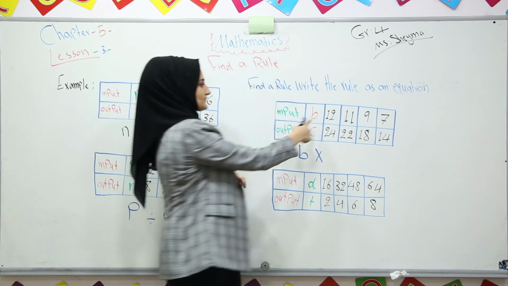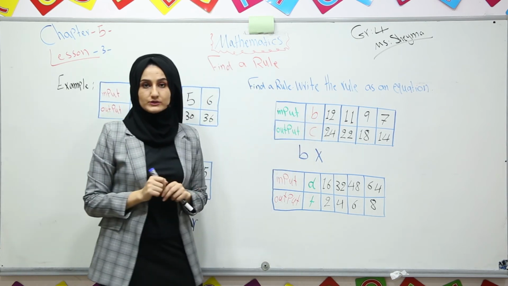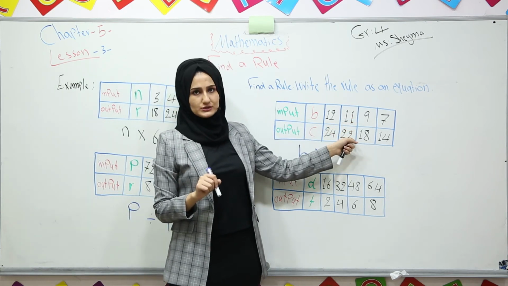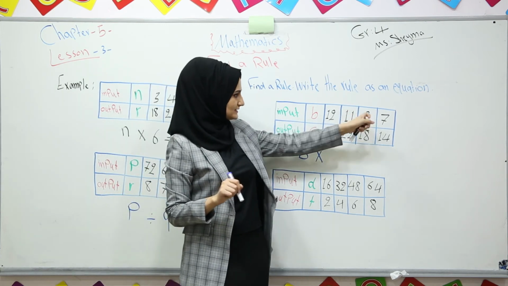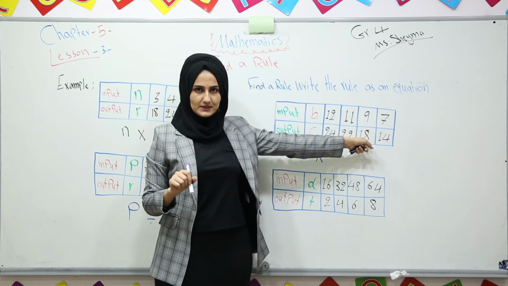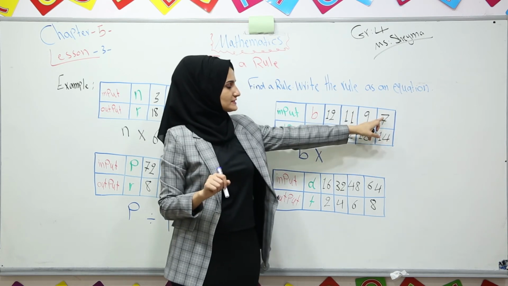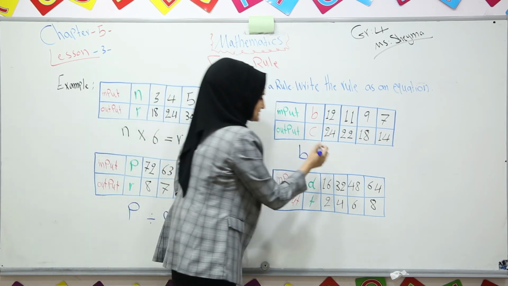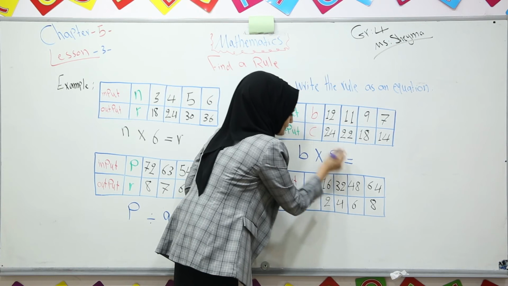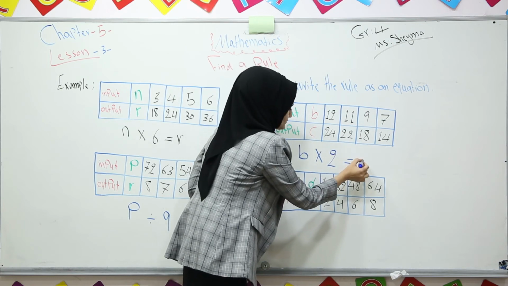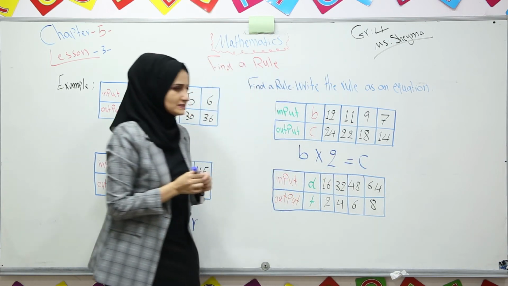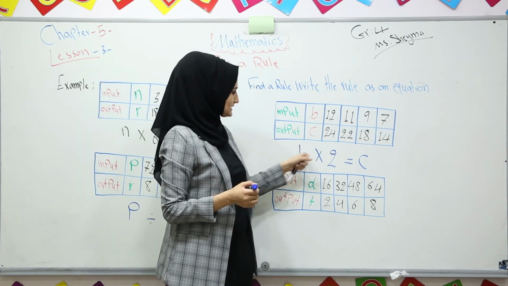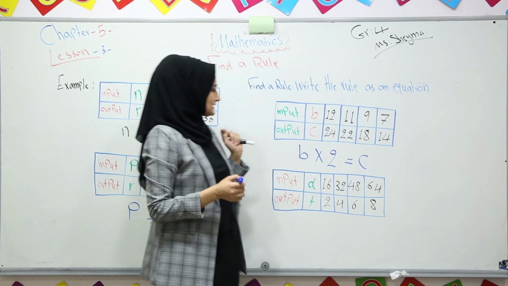I think 12 times 2 is equal to 24. That's right. 11 times 2 is equal to 22. Yes, that's right. 9 times 2 is 18. 7 times 2 is 14. That's right. So B times 2 is equal to our output, represented by C. So this is an equation for this box: B times 2 is equal to C.